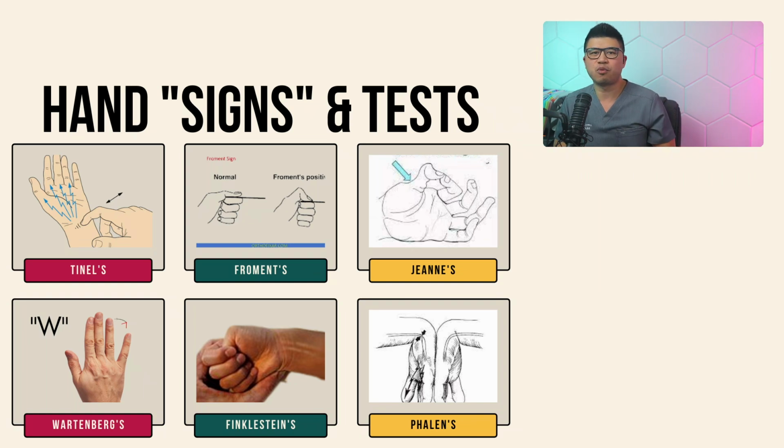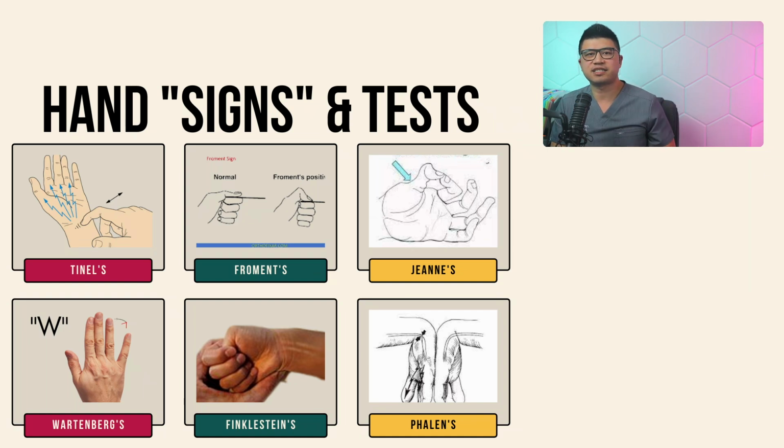I don't know. Wartenberg sign involves the 5th digit having a space from the 4th digit when you try to adduct them. And it kind of forms a W when you separate the thumb from the other 3 fingers. In the middle, you have a W. Finkelstein's test, think of it as the opposite of the thumbs up when you tuck your thumb inside your fingers, kind of like a turtle. Your thumb tries to be smaller like a pinky. Finky rhymes with pinky. So Finkelstein, Finky, pinky.